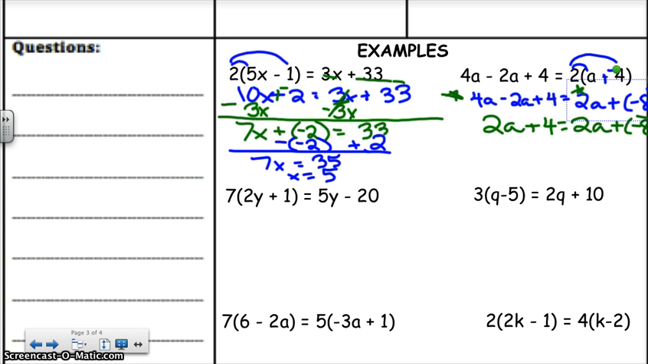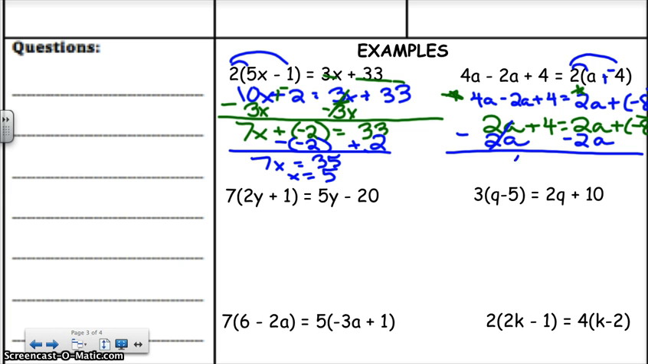I already see something's going to happen. Third step. Get the variable to one side. So I usually move my variable to the left side, is what I personally do. So I subtract 2a. Now watch what happens. 2a, take away 2a, how many do I have left? I have nothing. I have nothing.